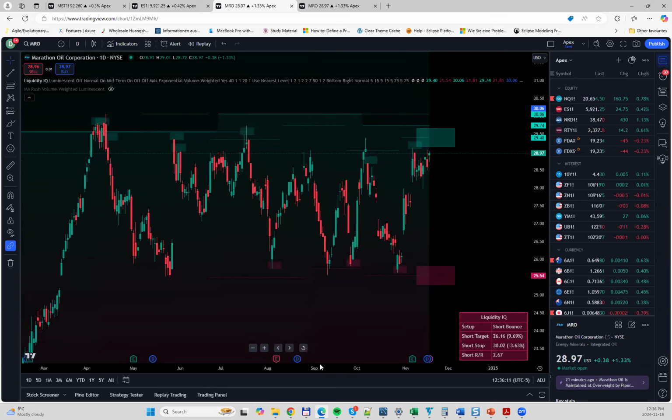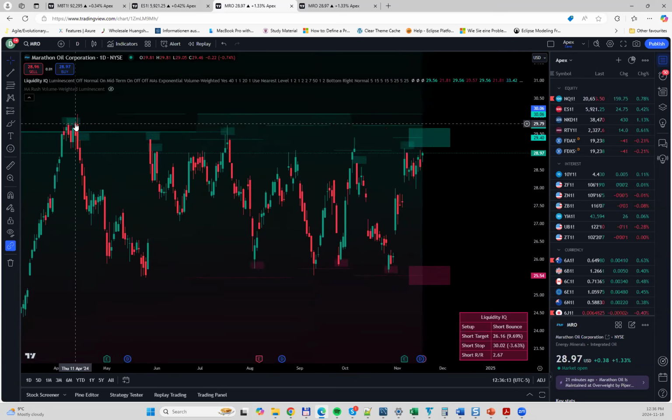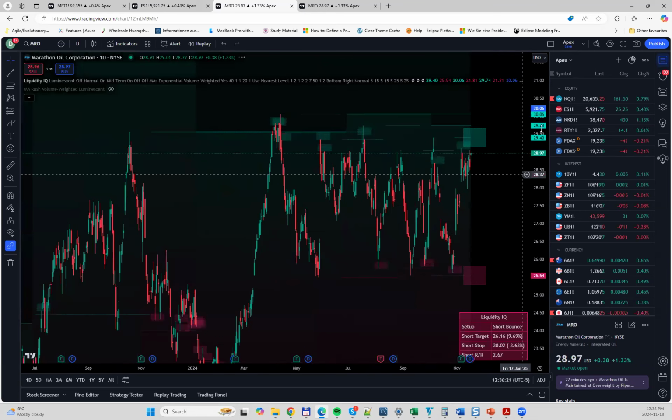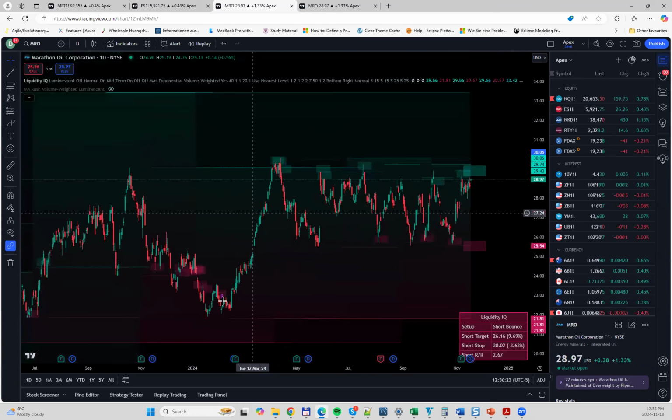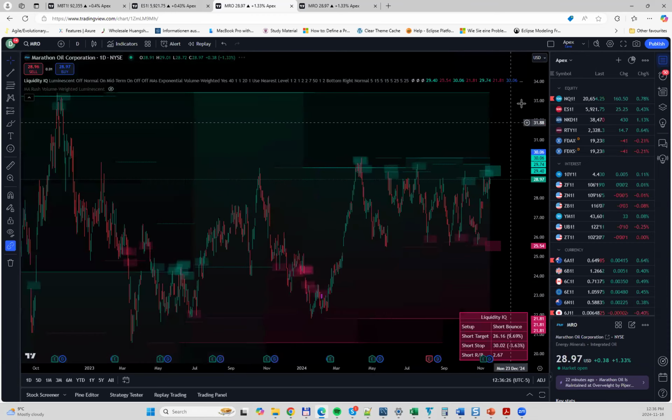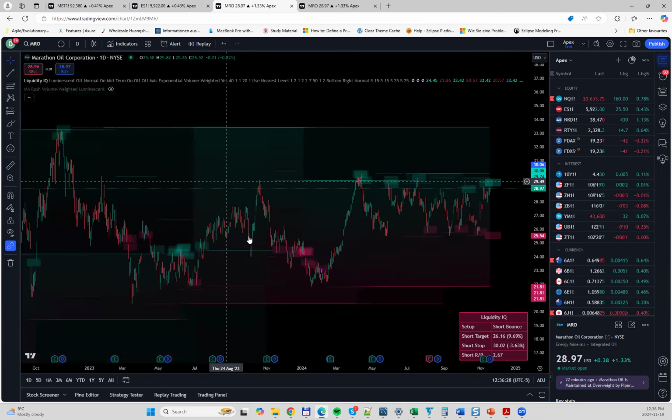Look at what happened with Marathon Oil. Up to resistance, we bounced off. Down to support, up to resistance, bounced off, bounced off, bounced off. This has been very sideways after a very bullish move prior to this, actually even before, if I scroll back further. So this has been quite sideways, but respecting these levels quite nicely.